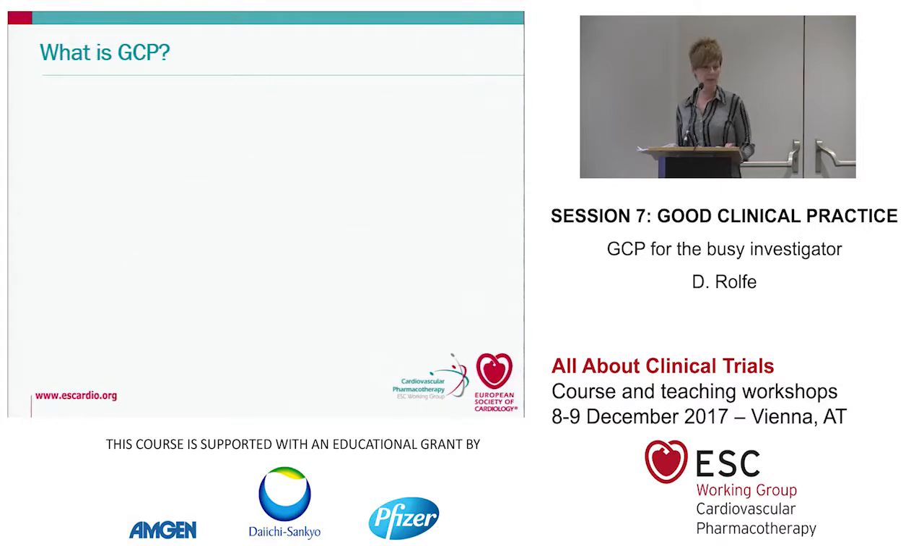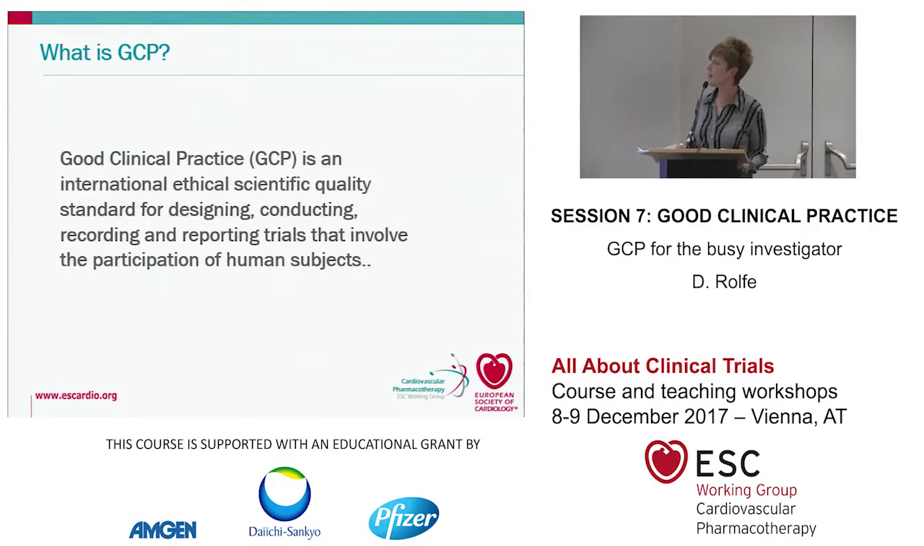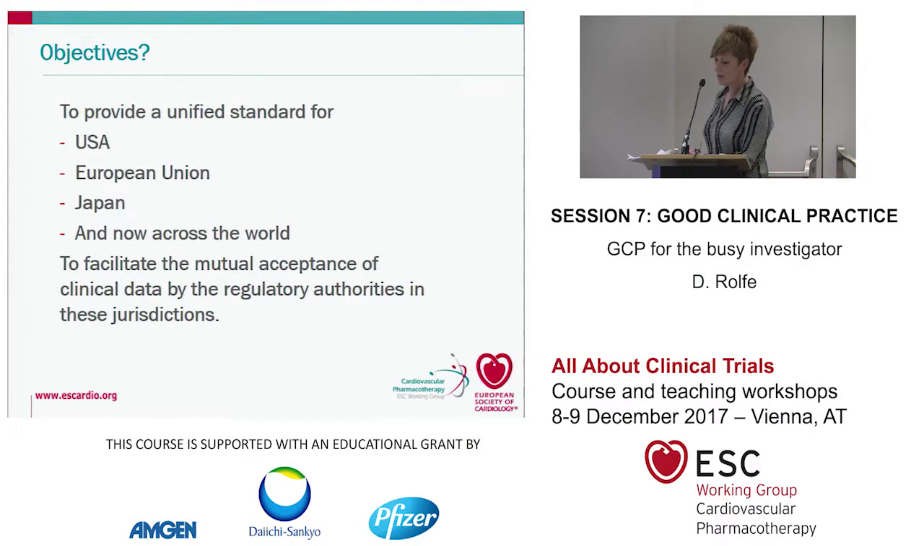So what is GCP? GCP is an international ethical, scientific quality standard for designing, conducting, recording and reporting trials that involve the participation of human subjects. Its objectives were to provide a unified standard across the US, European Union, Japan, and now across the world, to facilitate the mutual acceptance of clinical data by the regulatory authorities in these jurisdictions. So it's so that data can be trusted, so that trials do not have to be repeated and risk exposure of extra participants to any risks that the trial carried. And obviously that also saves money.